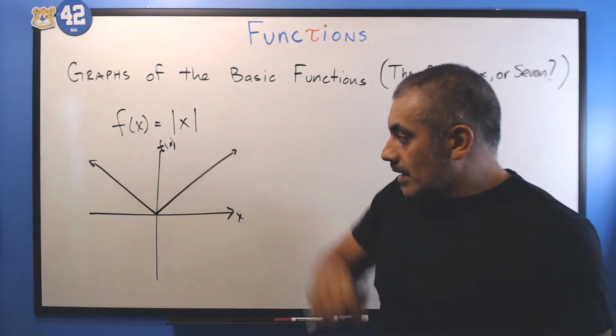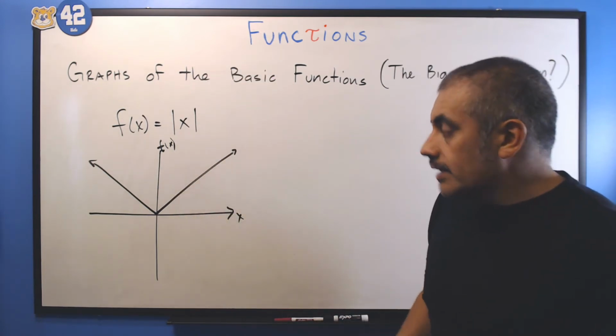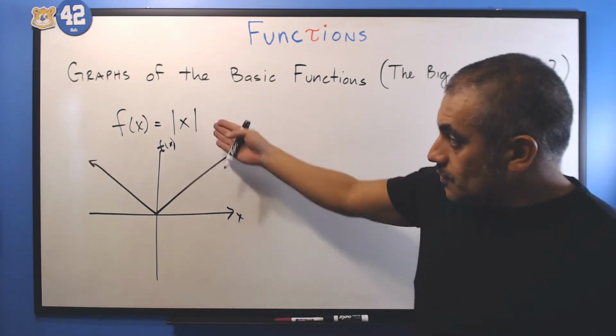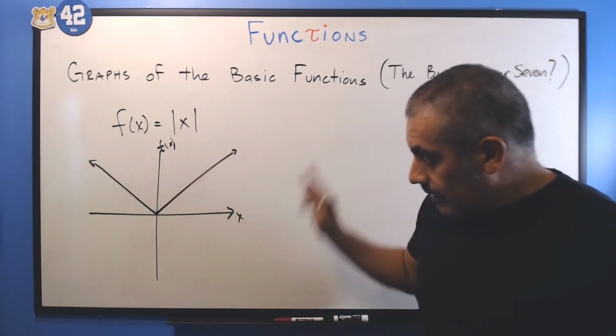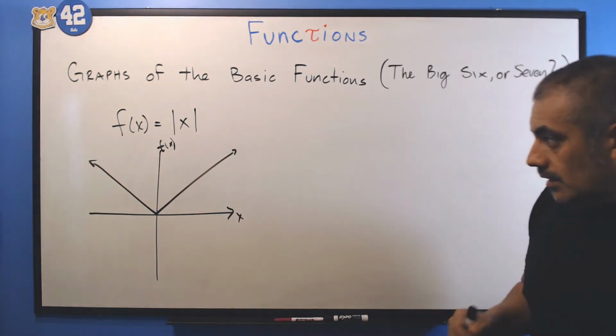And since everything that comes out of the absolute value function is positive, we know that the entire graph is drawn on the positive side. Now, of course, once we add transformations, we're going to be able to move this up and down, left and right, and do all sorts of things. But for now, the parent function, this is what it looks like. Let's look at the domain.